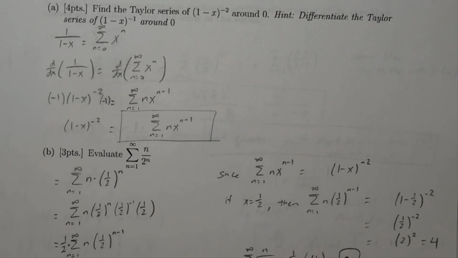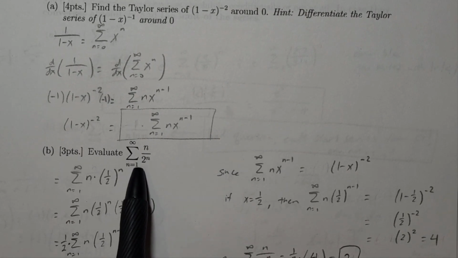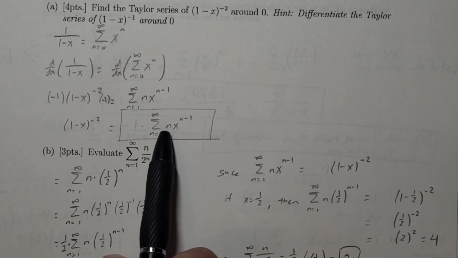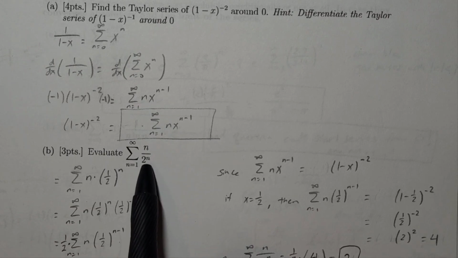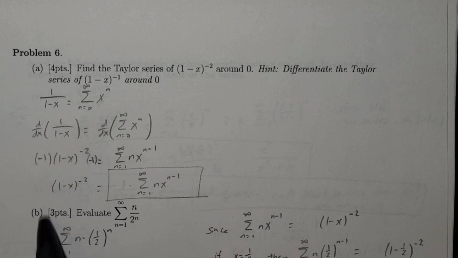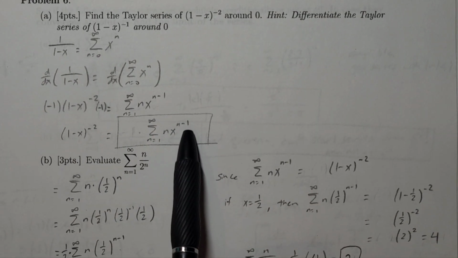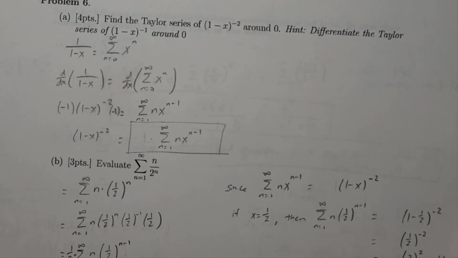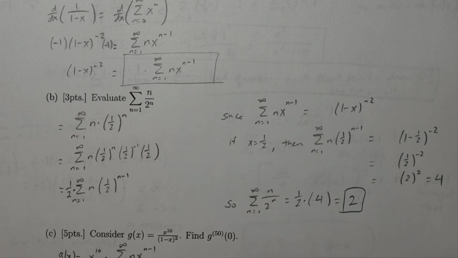Part B, evaluate this infinite sum. How in the world would you do this if you didn't find this in part A? This is not one of the special series that you were asked to memorize. So you just have to be smart about this. This is a related problem, probably: problem 6, part A, part B. You probably need to use this. It has to be something that you are able to find on this exam, so you've got to think outside of the box.